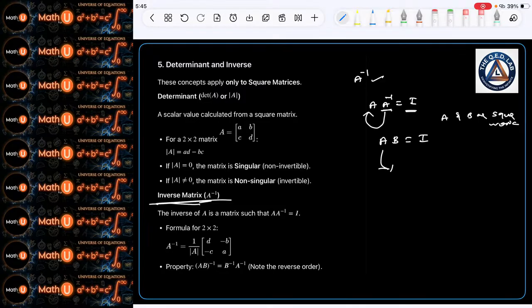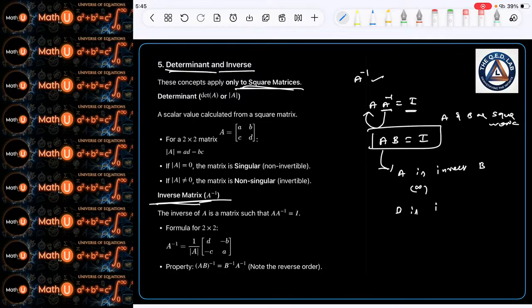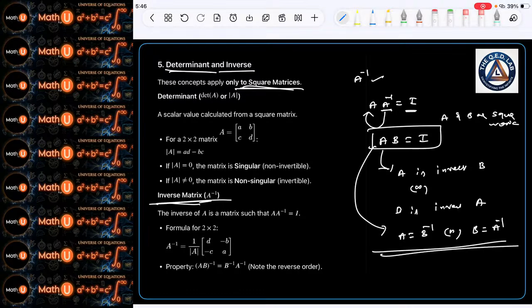Inverse matrices exist only for square matrices, like determinants. Determinants and inverse only exist for square matrices only, you should remember. A and B are square matrices. If the condition is given like this, AB is equal to identity, the meaning is that A is the inverse of B, or B is the inverse of A. It can be written like this also: A is equal to B inverse, or B is equal to A inverse. You should remember this one.